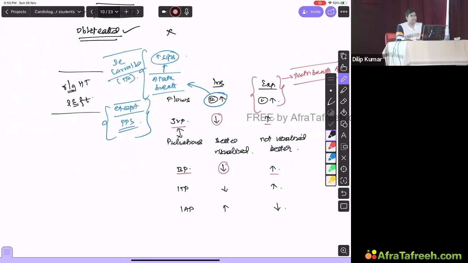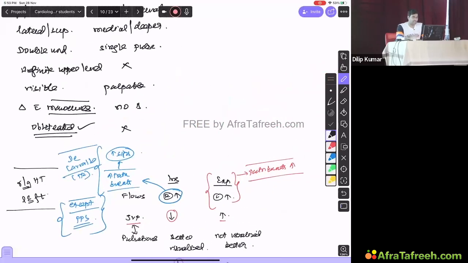So this is the JVP change with regards to respiration. And similarly, when the patient lies down, JVP might increase. Why? Because of the increased venous return. And similarly, when you do another maneuver called the jugular reflex, during that maneuver also, JVP might increase. So how do you do the jugular reflex?